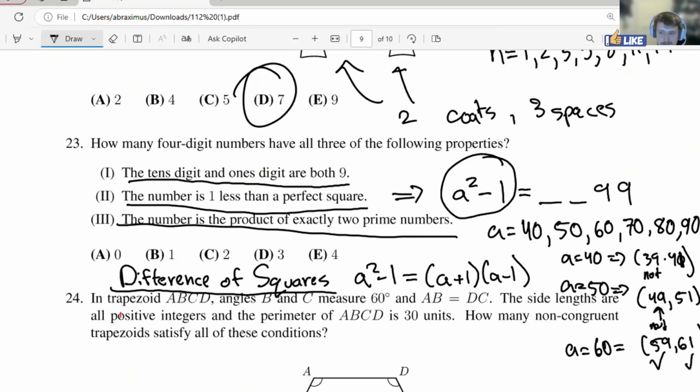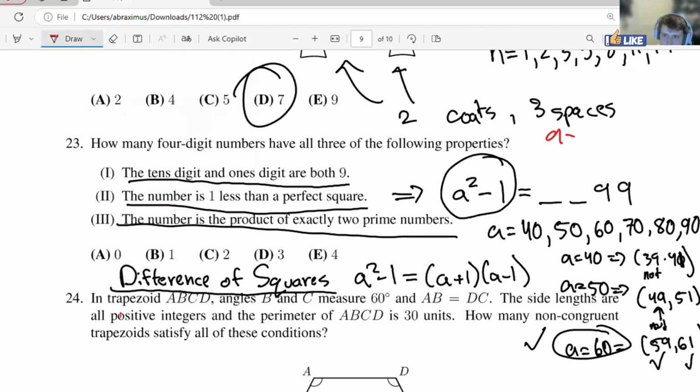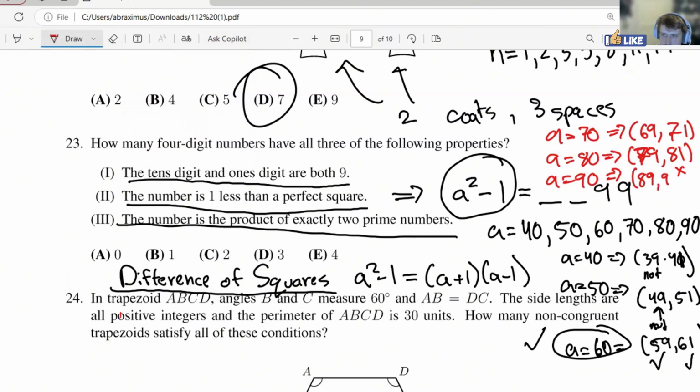So this one works. Here's an example of a working number. I'm going to go back up to the top. I'll do it in red. So if a equals 70, then we get 69 and 71. This is actually equal to 3 times 23. And if a is equal to 80, then we get 79 and 81. This one is not a prime number. And if a is equal to 90, then we have 89 and 91.